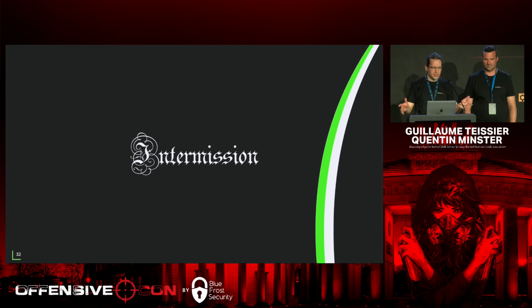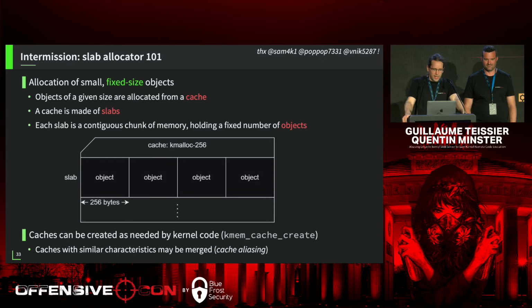So to understand that, we need to do a bit of an intermission. We're going to take a look at the slab allocator. It's an allocator that's widely used in the kernel. Its purpose is to allocate small fixed size objects. So basically what the terms are, you have a cache of objects. Each cache is made of slabs. A slab is a few pages of contiguous memory, and each slab is divided into fixed sized objects. So for example, here in kmalloc 256, each object is 256 bytes, right? And they're all fixed size.